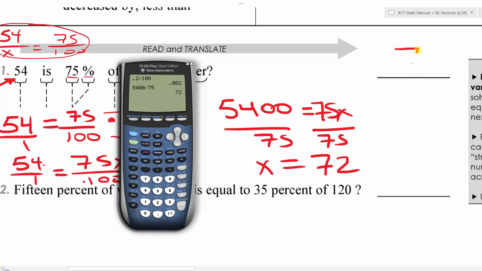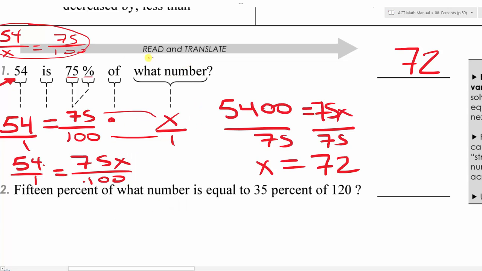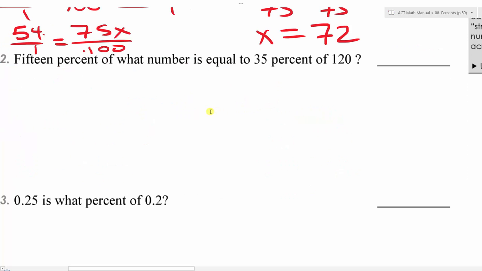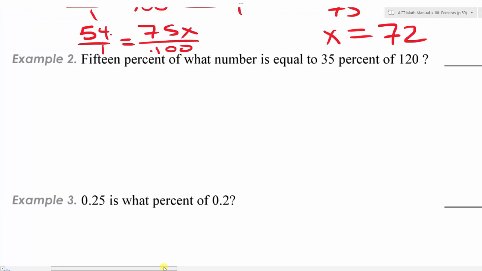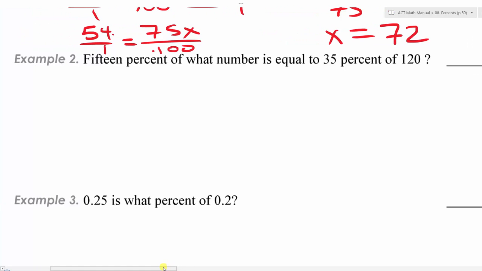So that number 72 is this right here. 54 is 75% of 72. We just solved for the what number, for the x. So that's the first one. Now that you've seen an example, if you want to go ahead and do examples 2 and 3 on your own, great.